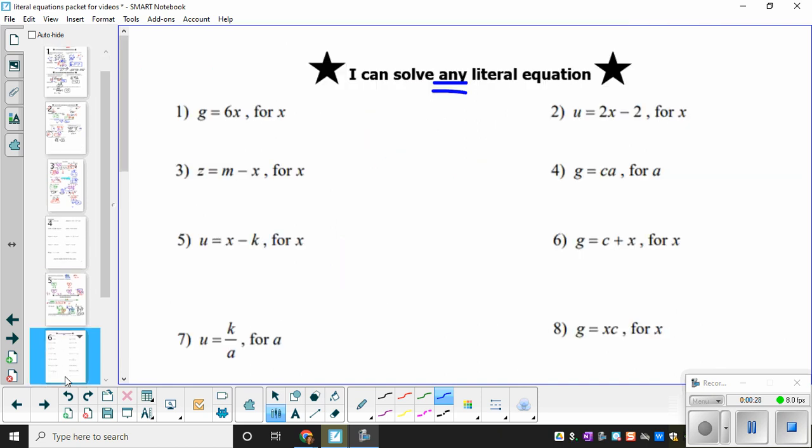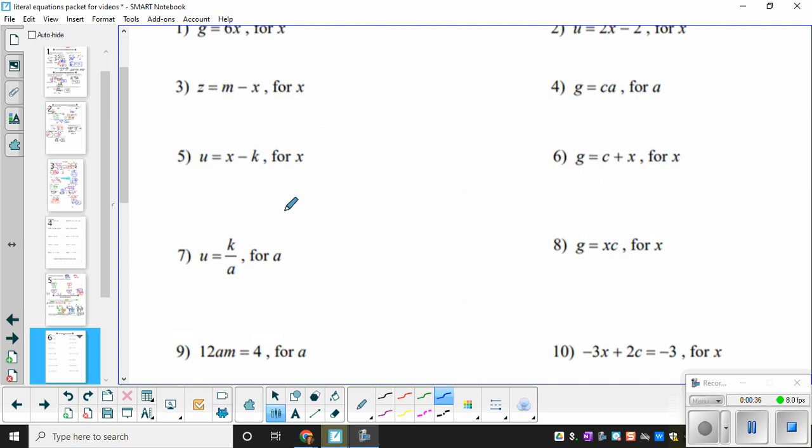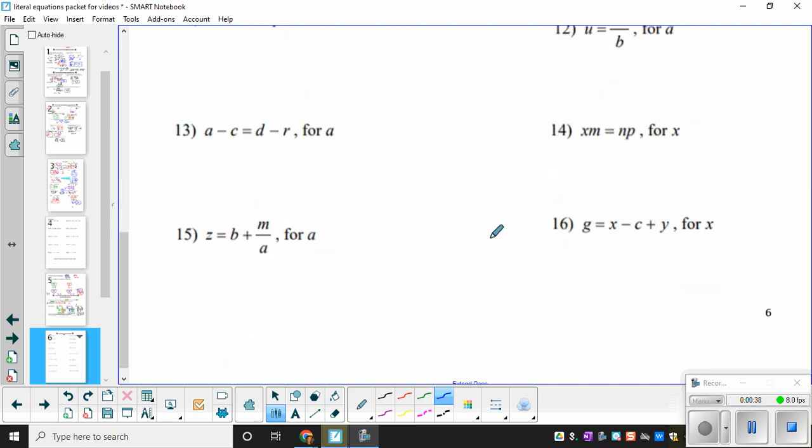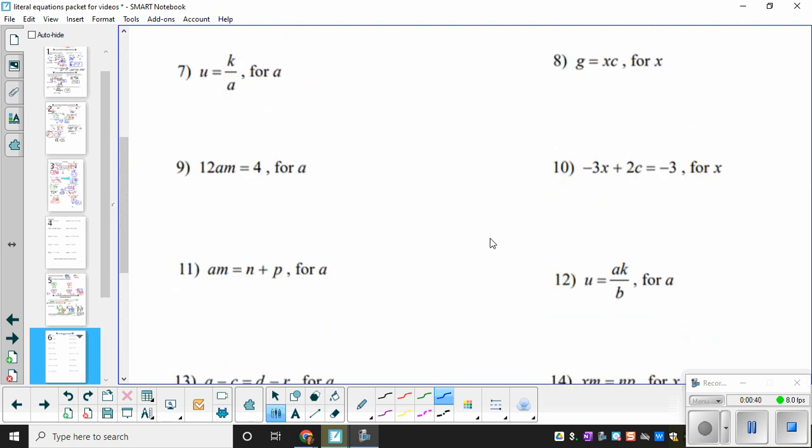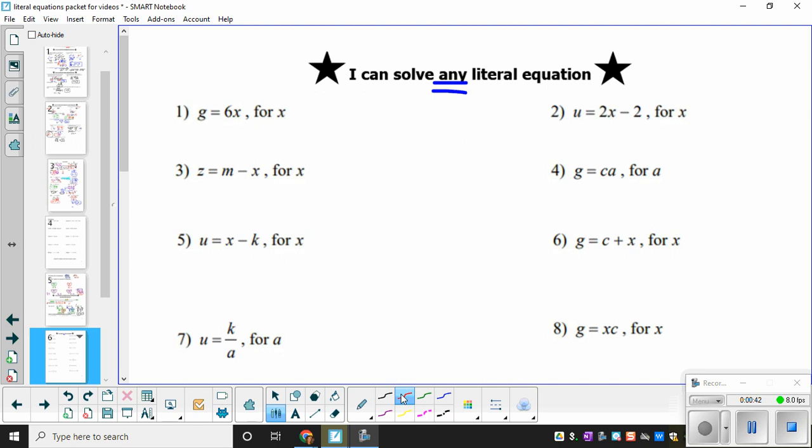And you should have already watched a video on how to rewrite something from standard form into slope-intercept form, all right? So now we're at the point where I should be able to give you any equation, and I want to be able to solve it for any given variable. And that's what we're going to do here on this page. I'm going to go through these 16 examples with you, and then you guys are going to practice some more on your own. All right? So we're going to dive right on in here.